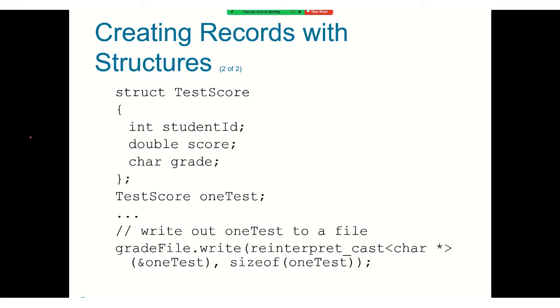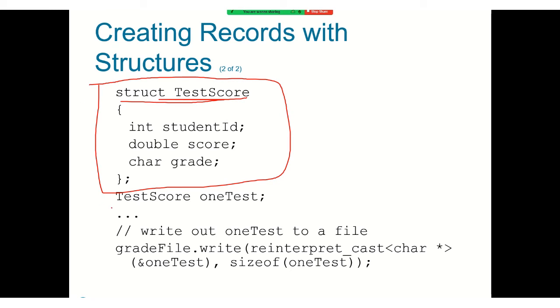First, let's create a struct like test score. We have done it last week. So you have this struct. This is like a compact object. You instantiate this struct and create an instance of it, and you write one test. Now you have to write one test to a file.